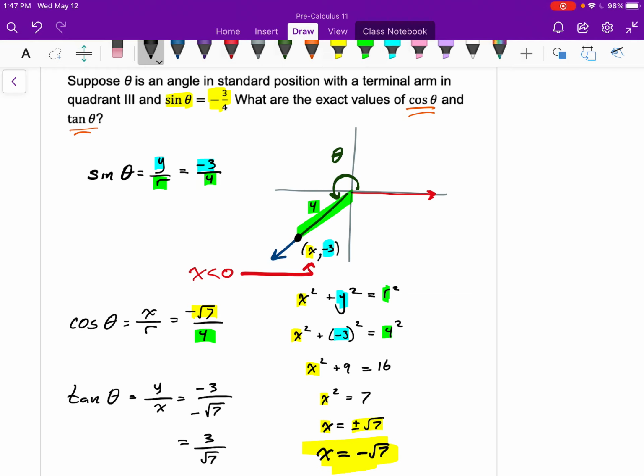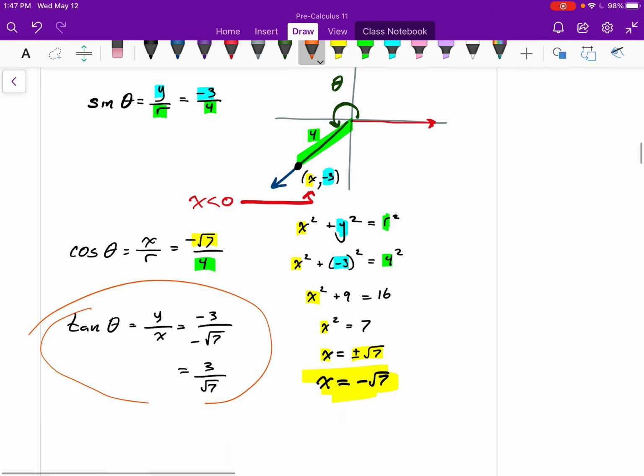All right. And before I go on, I guess I should say that for tangent, 3 over root 7 is technically not in lowest terms. If you think back to our radicals unit, a rational expression is never in lowest terms if you have a radical in the denominator, but I don't care. Again, this is not in lowest terms, but that's OK. I never said it had to be in lowest terms.